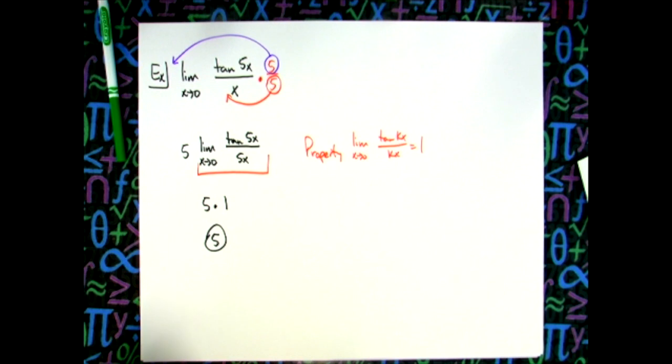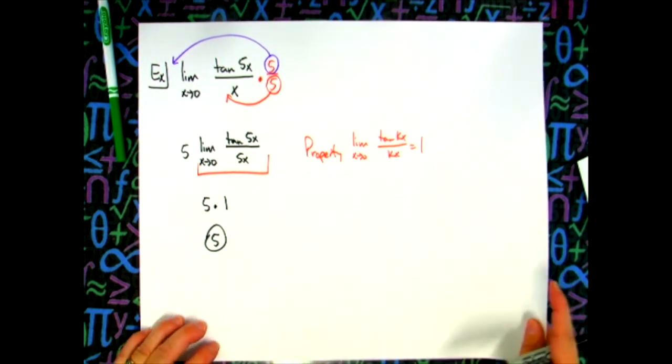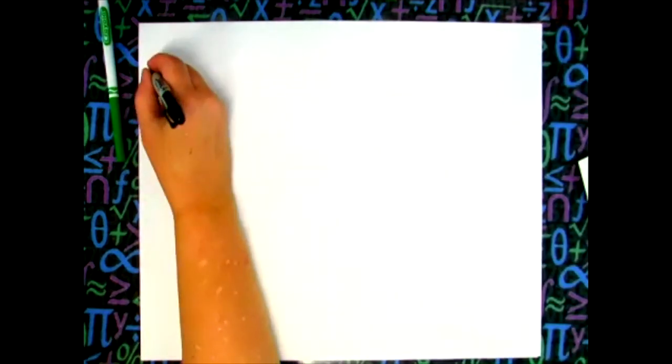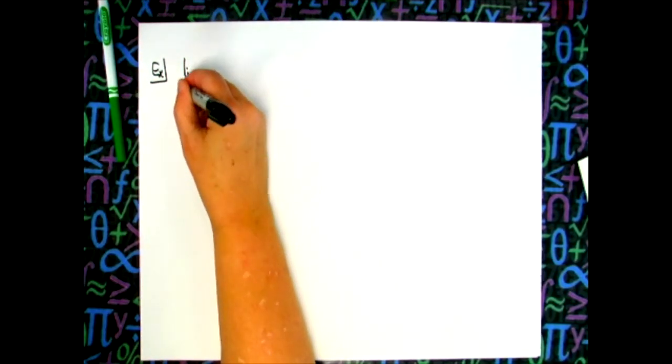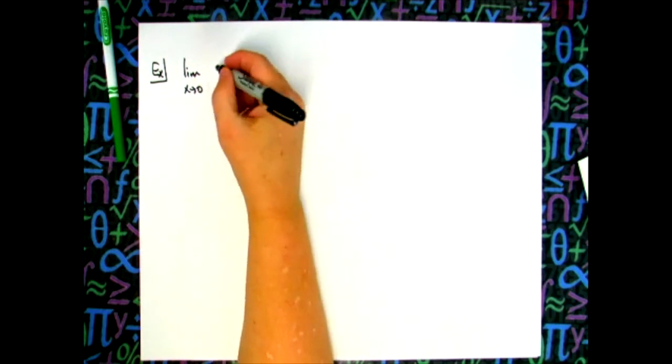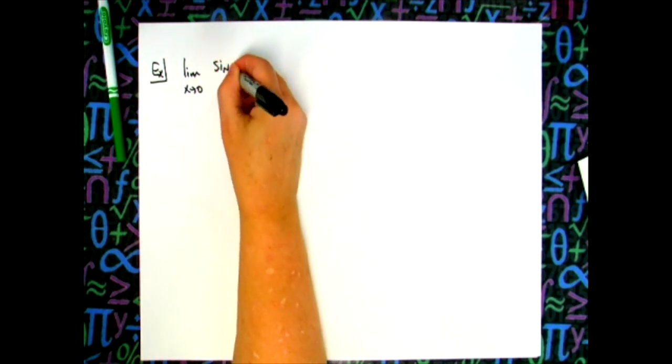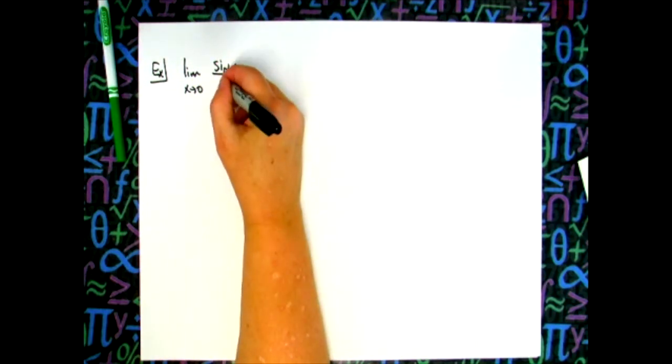Now let's see what else we could do. Ooh, yeah. Let's do another one because those two were identical, very, very similar. All right, so let's do one like this. Let's do the limit as x approaches 0 of sine x over 4x.